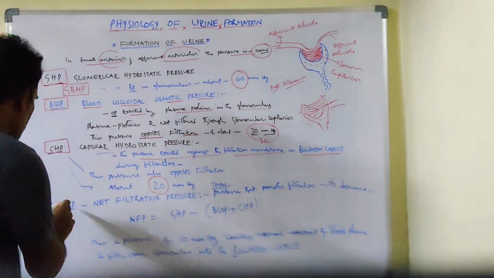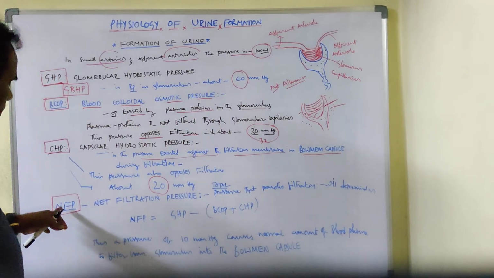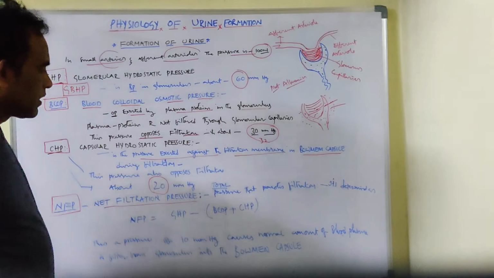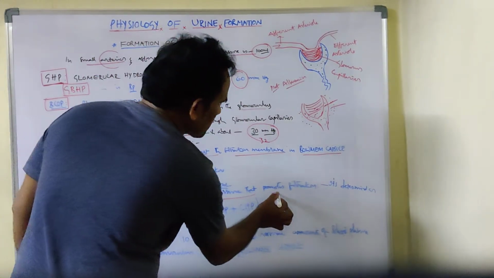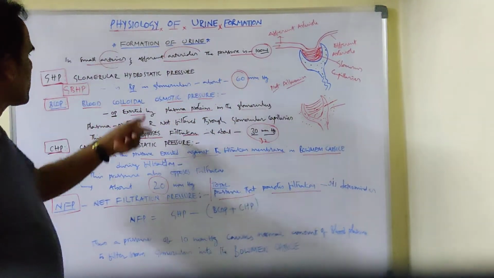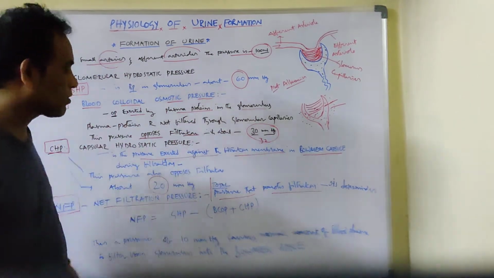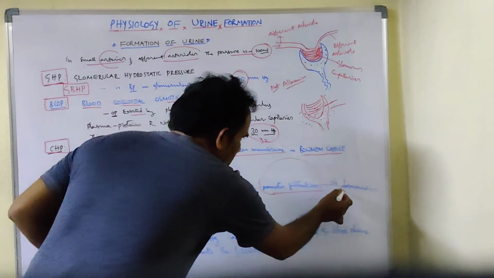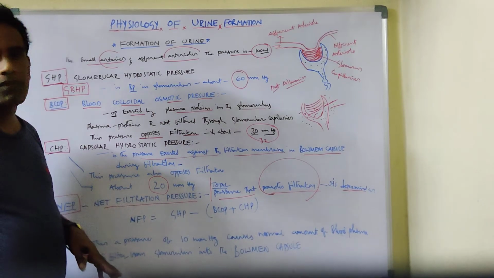Now another important expansion is NFP, net filtration pressure. What does net filtration pressure mean? It is the total pressure that promotes filtration, involving GHP, BCOP and CHP. The total pressure that promotes filtration is said to be NFP, net filtration pressure.